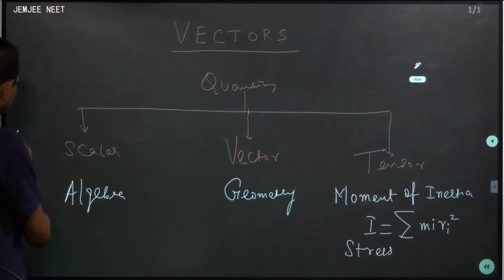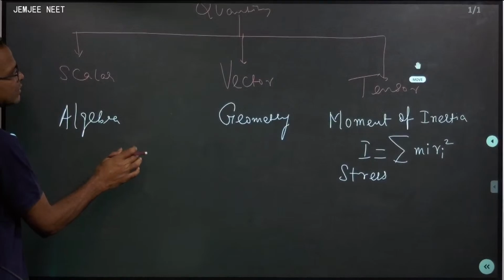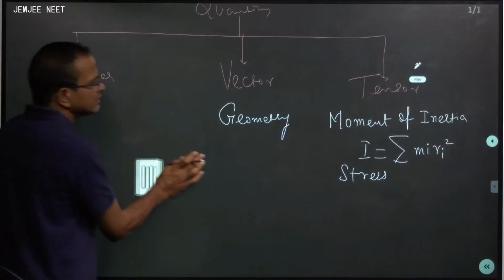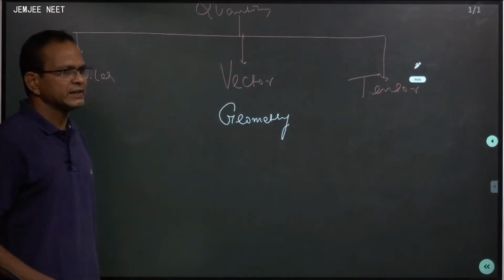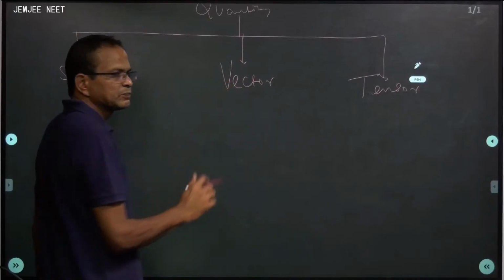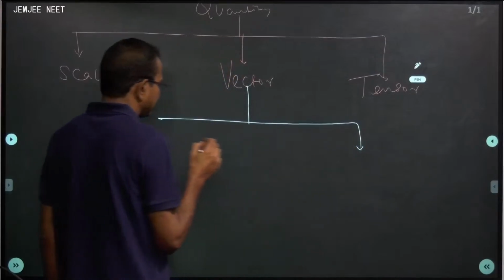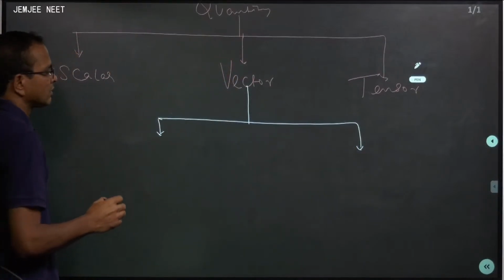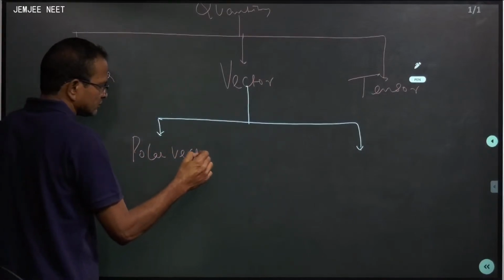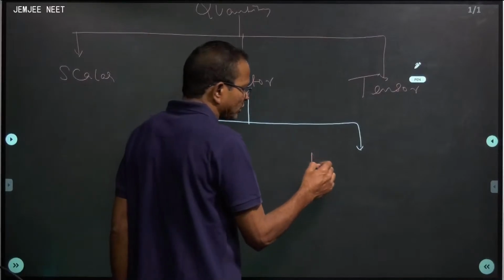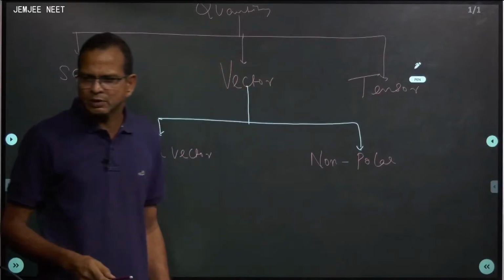Now, I am not going to describe what a scalar is. We are not going to see the scalar in detail. Leave it. We are not going to see the tensor in detail either. Just leave it. Now we are going to see a vector in detail. A vector may be basically divided into at least two types. One is called polar vectors. The other one is called non-polar vectors.